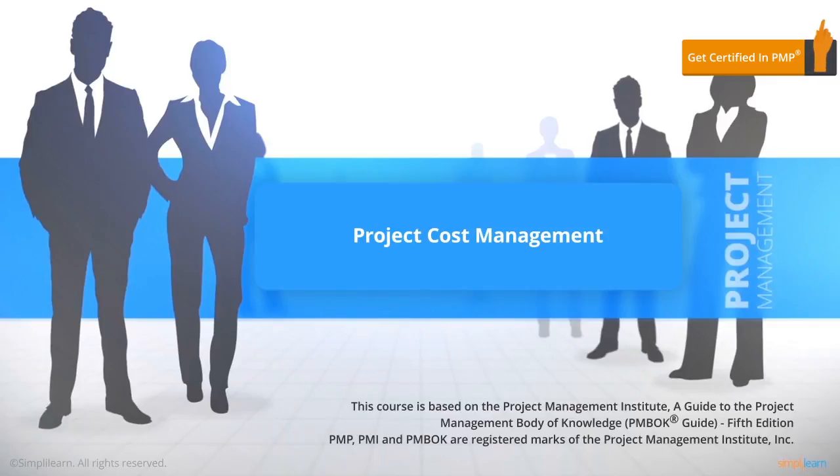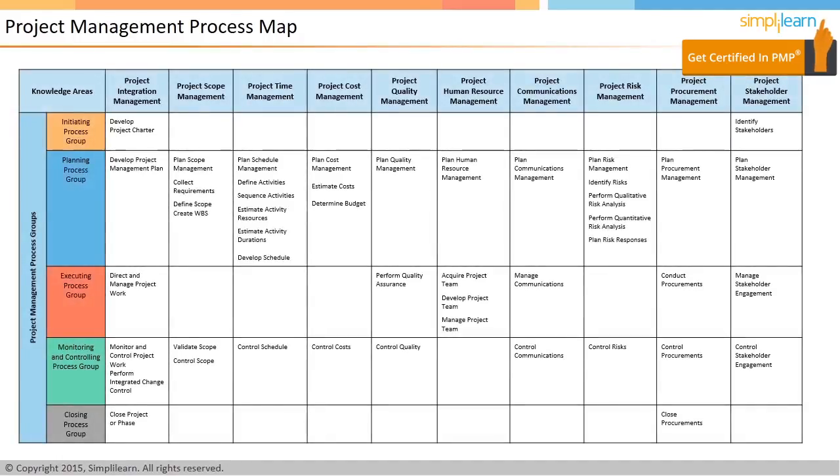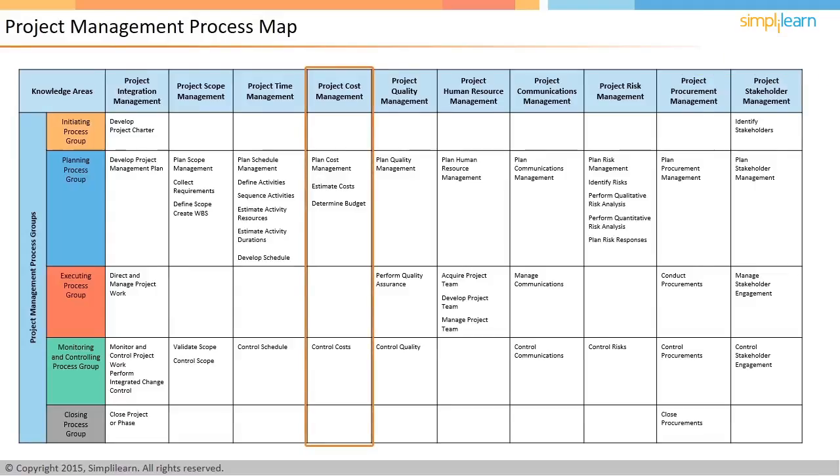In this lesson, we will focus on project cost management. There are 47 processes in project management grouped into 10 knowledge areas and mapped to 5 process groups. In this lesson, we will look at the 4th knowledge area, that is, project cost management and its processes. In the next screen, let us understand the concept of project cost management.